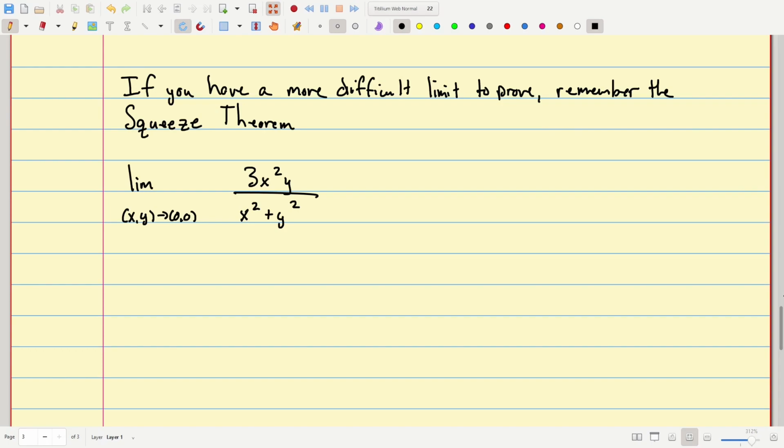Here, is this thing continuous at zero or not? We don't know, because we know that we end up dividing by zero, right? We've seen examples of things where we had x squared plus y squared in the denominator, one that worked with sign, one that didn't work with x squared minus y squared. Okay, so here we need to figure out if we can do this or not.